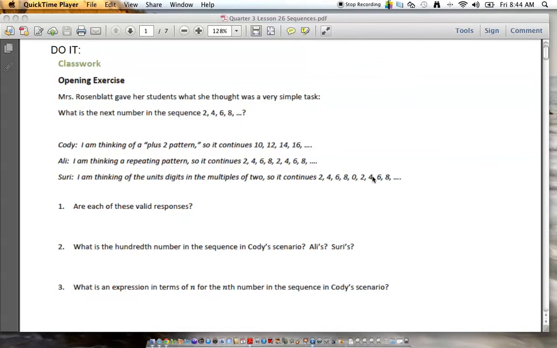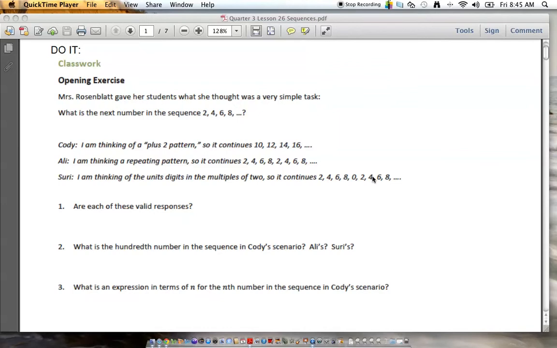2, 4, 6, 8. And Cody says, I'm thinking it's plus 2, so then it would go 10, 12, 14, 16. Allie says, I'm thinking of a repeating pattern, so it continues 2, 4, 6, 8, 2, 4, 6, 8, 2, 4, 6, 8, and so on. Suri says, I am thinking of the units digit in the multiples of 2, so it goes 2, 4, 6, 8, 0, 2, 4, 6, 8, 0. Are each of these valid?